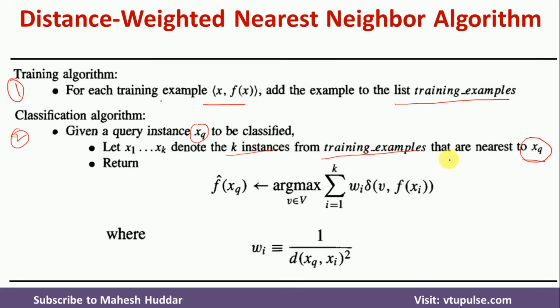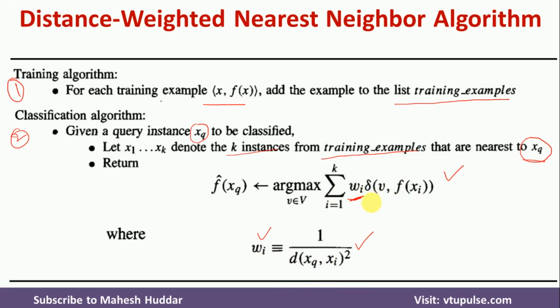Now once you find this, we will solve this equation. In this equation we have a small change: we have added the distance measure while calculating the delta function. The weight is 1 divided by the square of the distance between the new instance and the nearest instance. We have already calculated the distance, so we can use it to calculate the weight and use this weight while solving the equation.